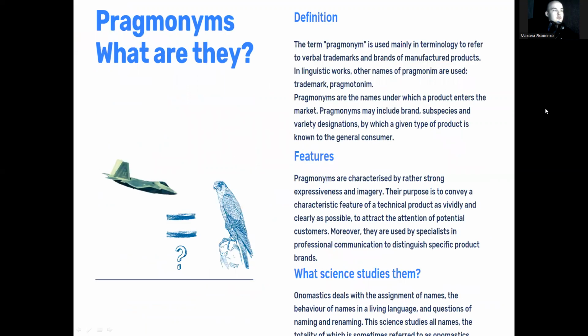The term pragmonym is used mainly in terminology to refer to verbal trademarks and brands of manufactured products. Pragmonyms are the names under which a product enters the market. Pragmonyms may include brands, subspecies, and variety designations, by which a given type of product is known to the general public.